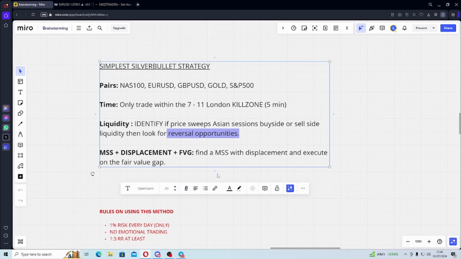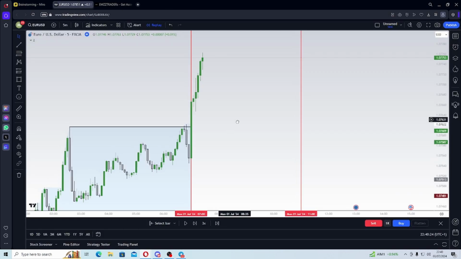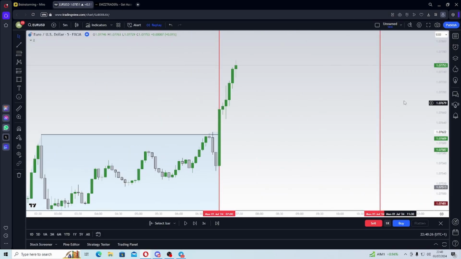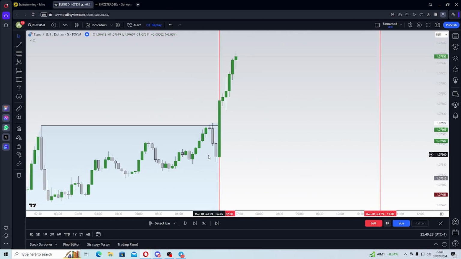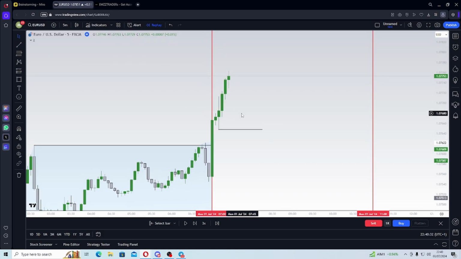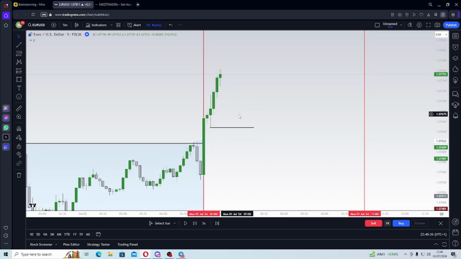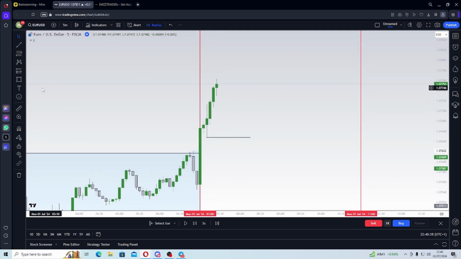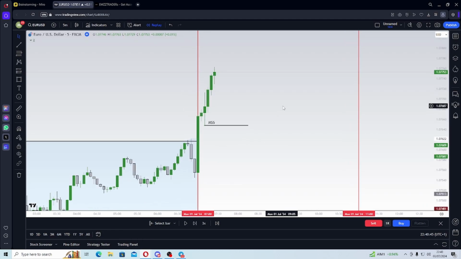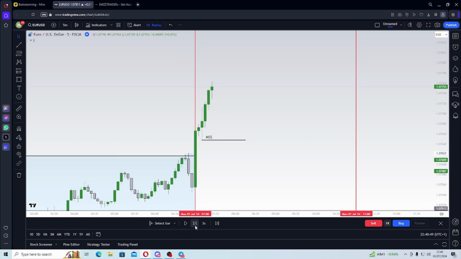So now we're going to be finding a market structure shift with the displacement and executing on a fair value gap. So you might be asking, oh, where is the most recent low? You might be thinking it's down here, but it's not, because this is the most recent fractional low, because the candle before it and the candle after it did not go below it. Okay, so once price passes this area, this will be the market structure shift that we needed. And once we get the market structure shift, we're going to be looking for the displacement and then the fair value gap where we're going to execute on.